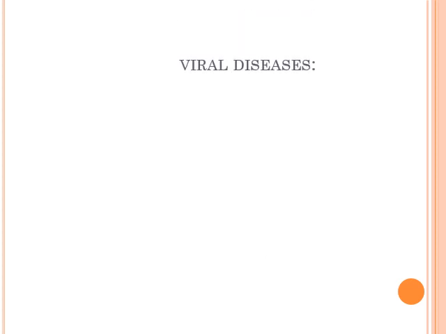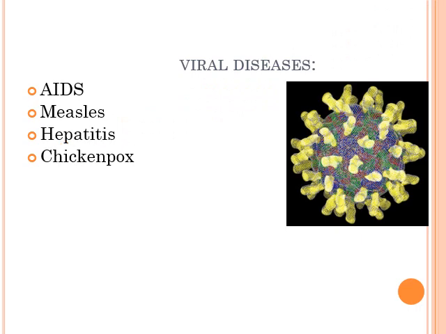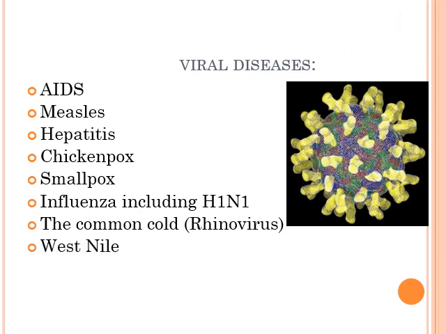So viral diseases. Some common examples of viral diseases include AIDS or HIV, measles, hepatitis, chickenpox, smallpox, influenza, so the flu including H1N1, the swine flu, the common cold, which is caused by the rhinovirus, as well as West Nile, which can be spread through mosquitoes. Other examples include Zika and even Ebola, as well as polio, and even herpes. So there's a wide variety of different diseases that are spread depending on the type of virus and where they attack.